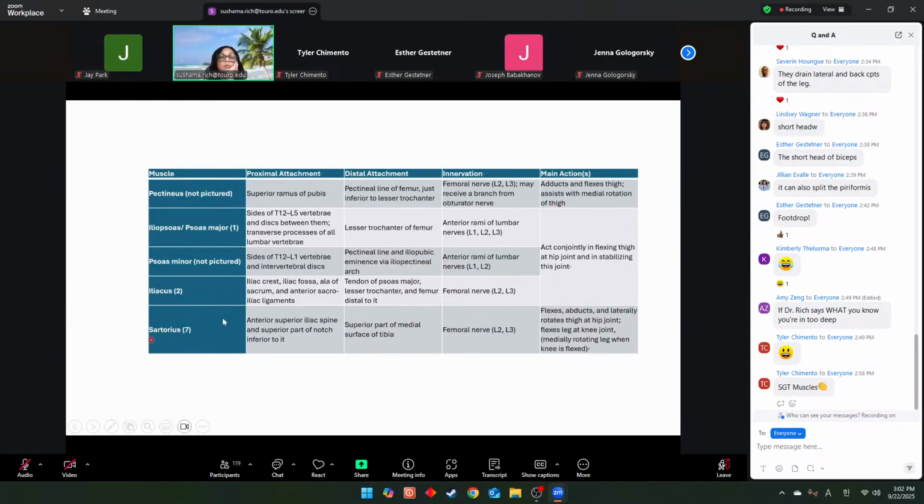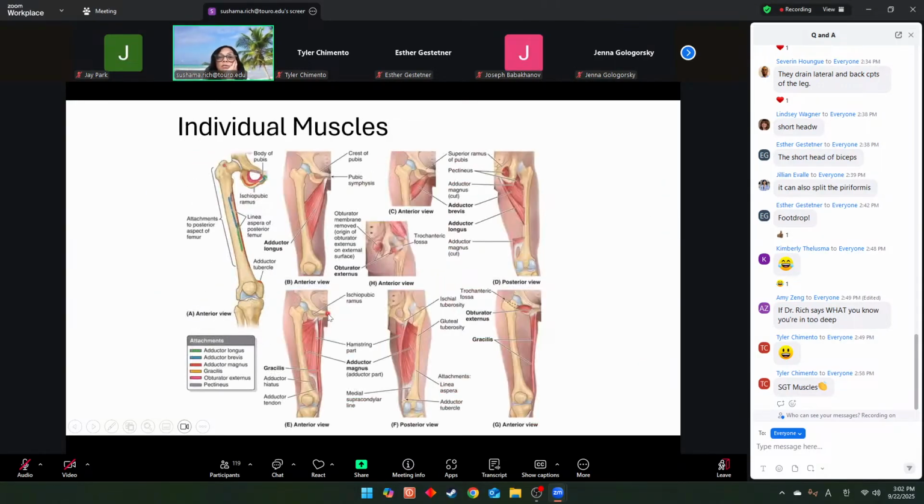This is the medial compartment muscles. Pectineus is different because it has two nerves that can innervate it. Sometimes two do, sometimes only one does. Then you have adductors. So when you, oh, here's the magnus. I do have a picture.